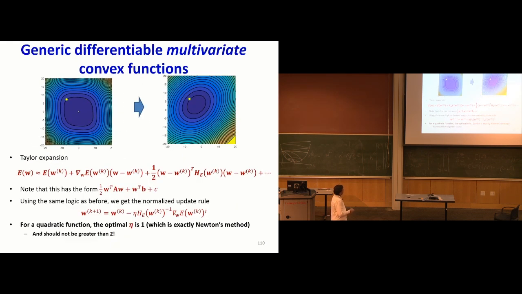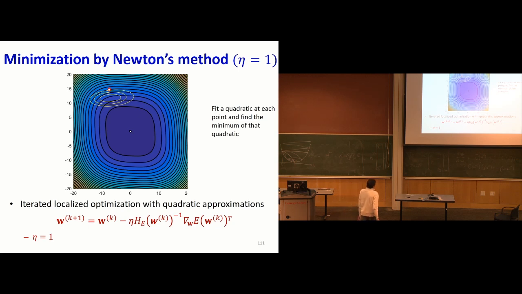And so what you would do is try to get to the solution of this approximation in a single step using the corresponding update rule. So what you find is that the update rule over here is w_{k+1} equals w_k minus eta times the inverse of the Hessian of the function computed at this point times the gradient of the function computed at this point. Eta can actually be 1 in this case for a quadratic function, because the Hessian ends up becoming the multiplicative term for the quadratic approximation of the function. So eta has got to be 1 if you want to get to the solution in a single step. In any case, eta should not be greater than 2. When eta is 1, this ends up giving you Newton's method.